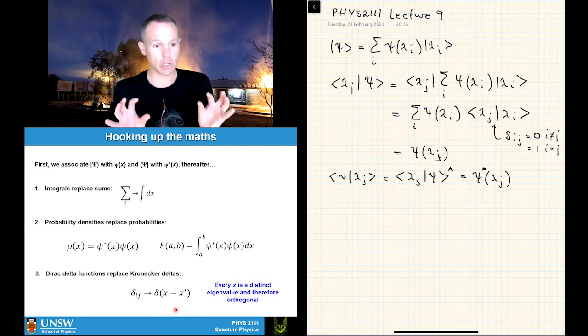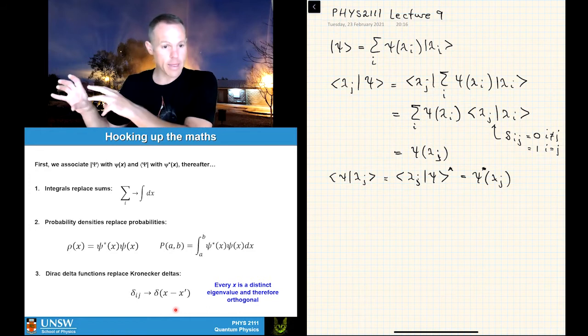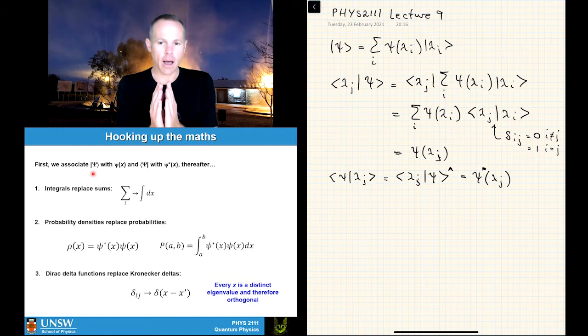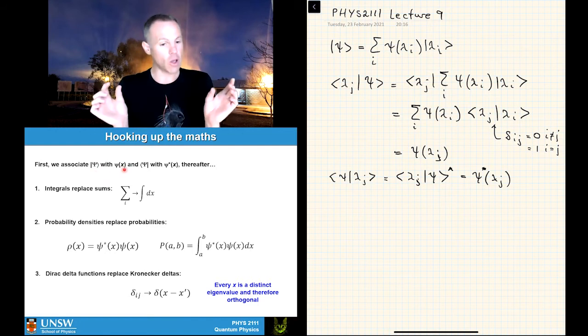So with that in mind, let me grab a couple of little mathematical ideas and rules in here to finish off this first half of the lecture. And then in the second half, we'll start to try and put some more flesh to the bones of this mathematically. So the way we handle this mathematically is we often associate the ket for psi with the wave function psi of x.